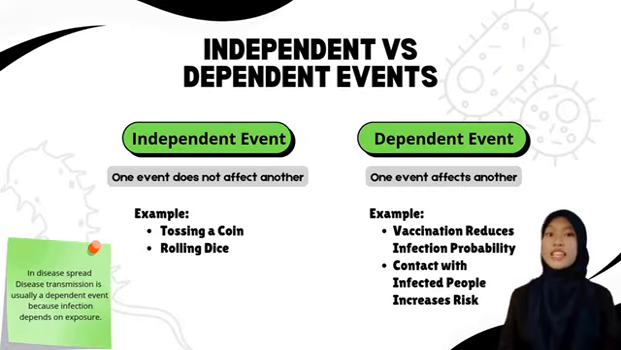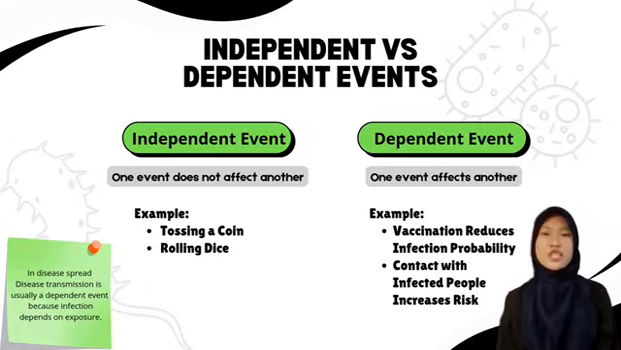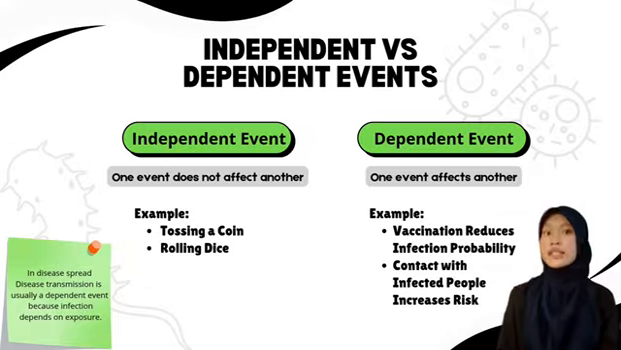As you can see, independent events mean one doesn't affect the other, like tossing a coin and rolling dice. But disease transmission is usually dependent. Exposure to infected people increases risk, while vaccination reduces the probability of infection.